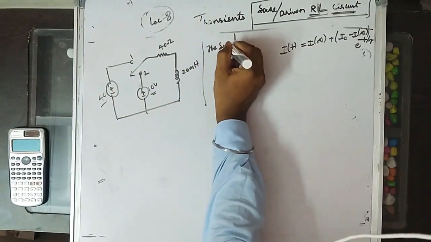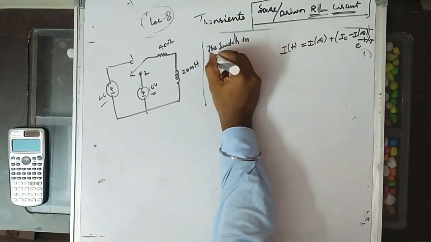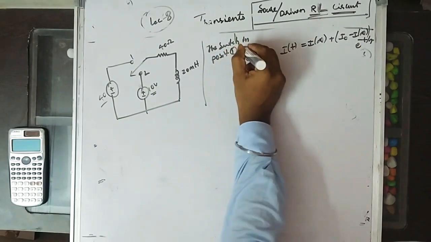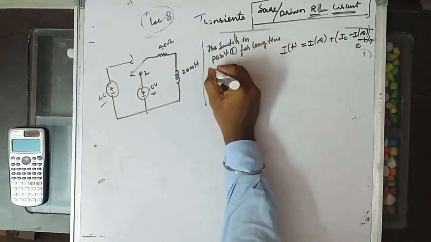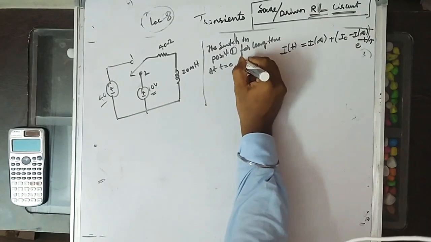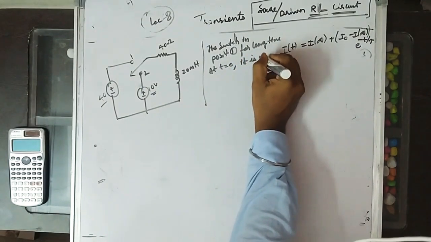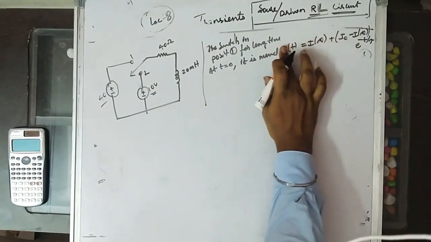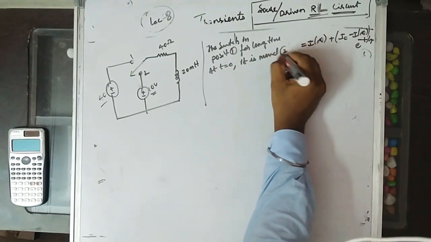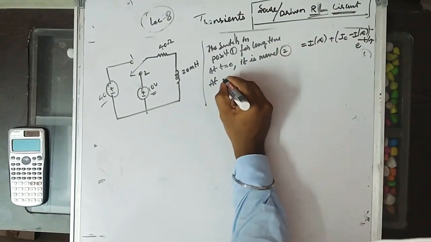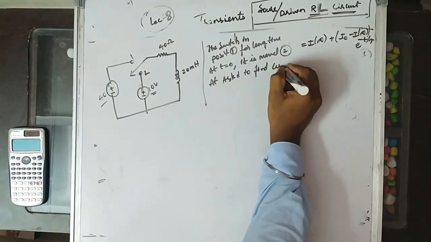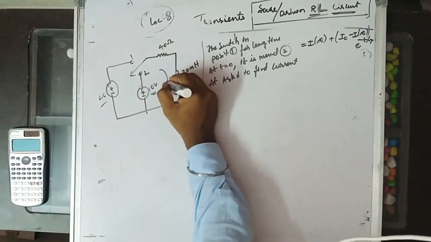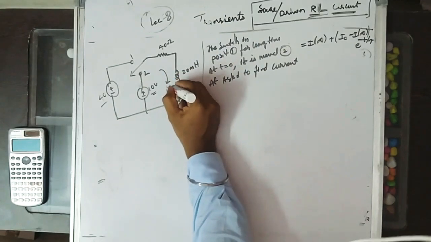The switch is in position 1 for a long time. At t equal to 0, it is moved to position 2. Then we are asked to find the current expression, this current I of t.